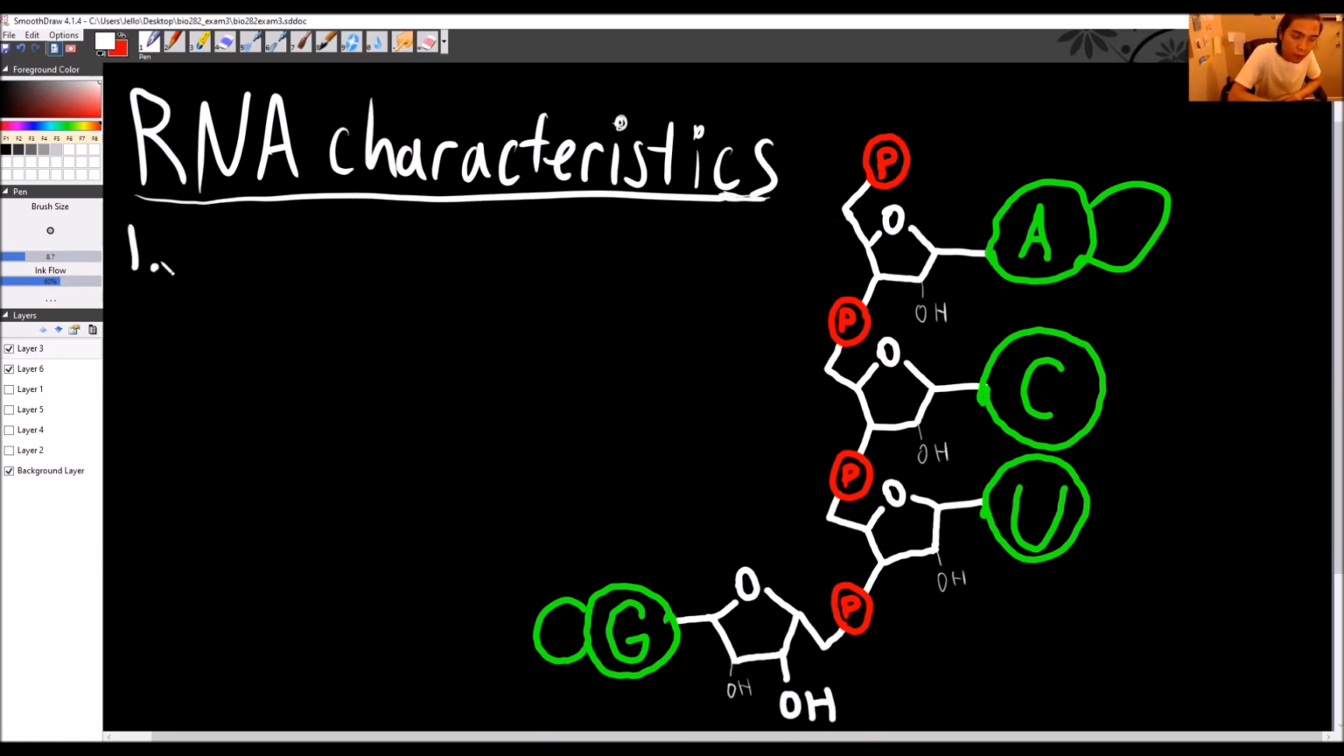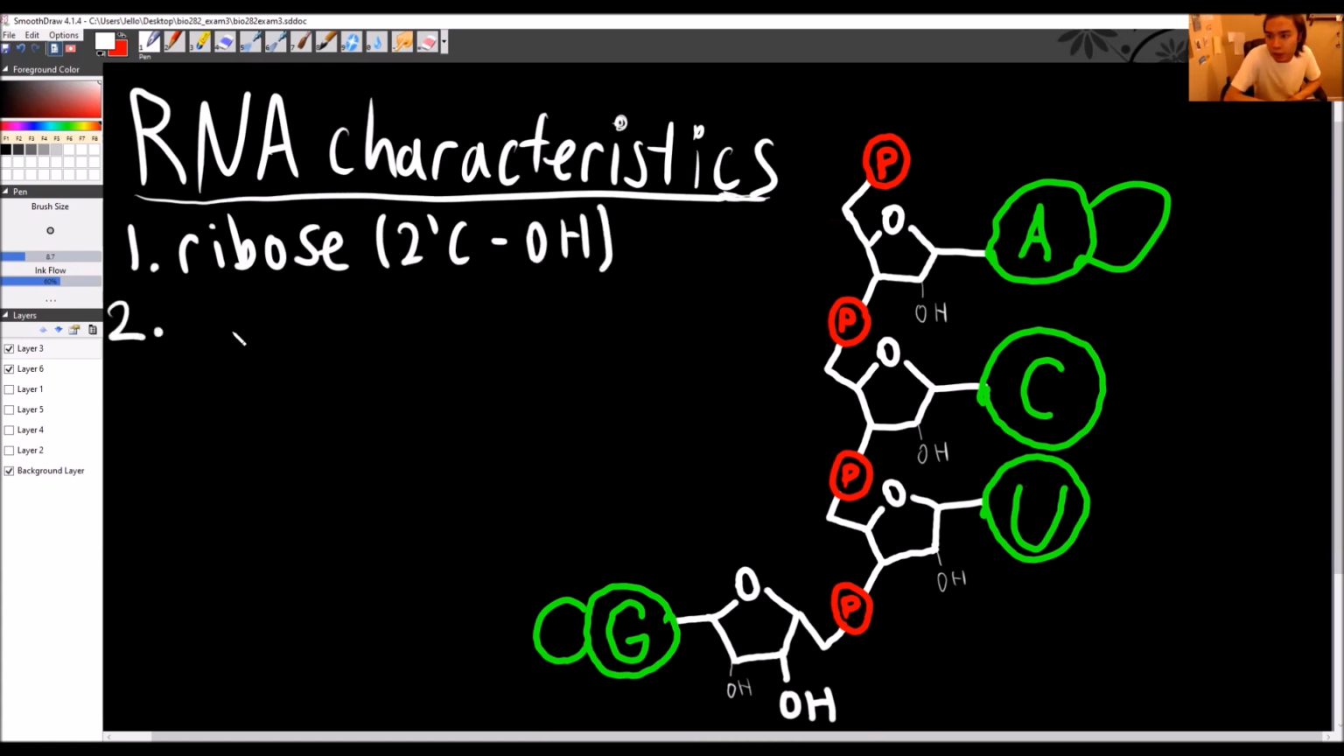RNA, for its nucleotides, has ribose sugars. You won't need to know this for the exam, but just for fun, that means that a 2' carbon has a hydroxyl group, which is an OH. What is more important is that RNA has different kinds of nitrogen bases, at least one different one. So the nucleotides can be adenine, cytosine, guanine. However, instead of thymine that we saw in DNA, we have uracil.